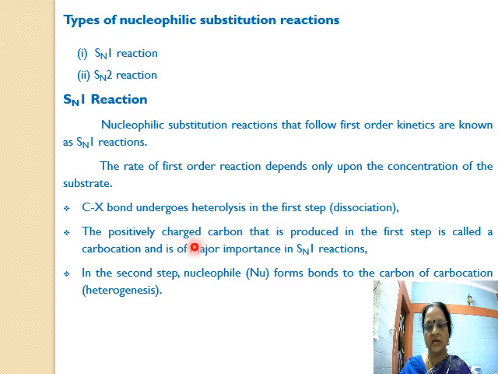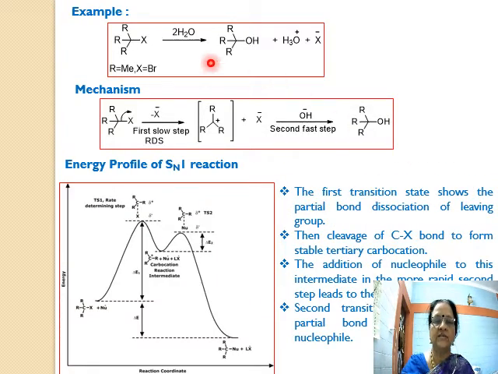Then the positively charged carbon that is produced in the first step, which is called a carbocation, is attacked in the second step by the nucleophile to give the respective product. Here we can see an example wherein you have your alkyl halide. This is a tertiary alkyl halide, which when reacted with water, where water acts as a nucleophile, the OH minus, gives you the tertiary alcohol. This is the reaction. And now what is the mechanism here?